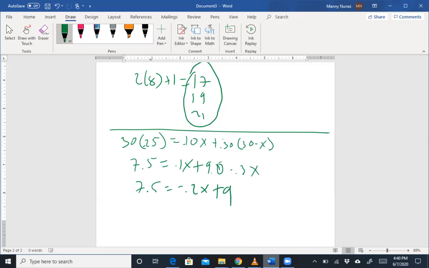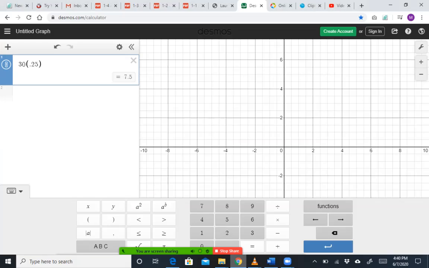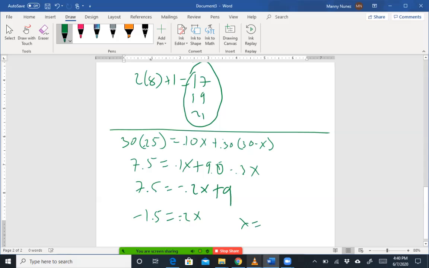I subtract the 9 from both sides. That's negative 1.5 equals negative 0.2x. When I divide negative 1.5 by negative 0.2, let's find it. Negative 1.5 divided by negative 0.2 is 7.5. So x equals 7.5. Voila.